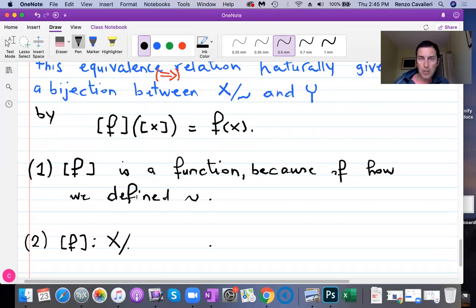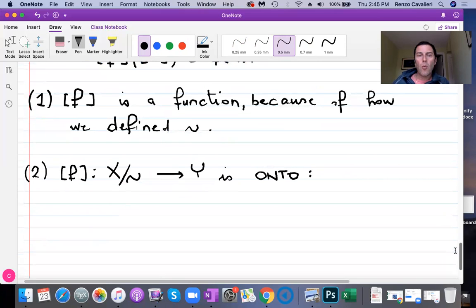x mod tilde y is surjective or onto. Well, so how do we prove this? We say, okay, let y be an element of y. Anyone. Pick anyone you want, right? Now, what do we know?